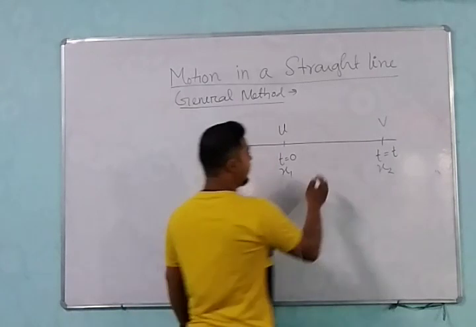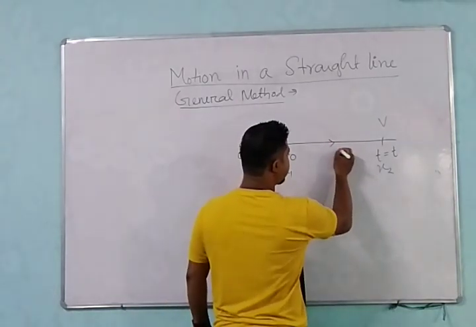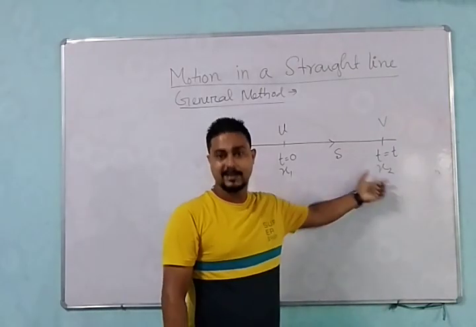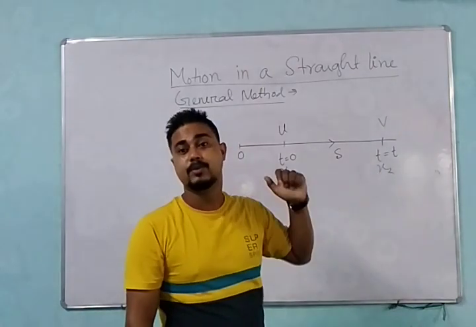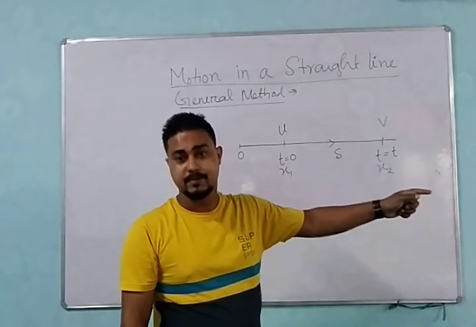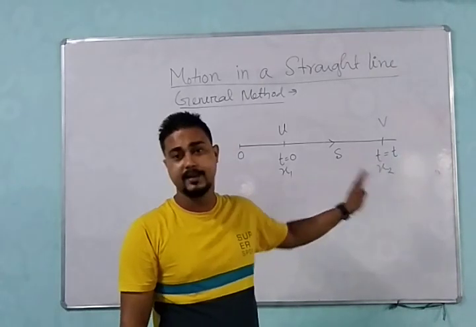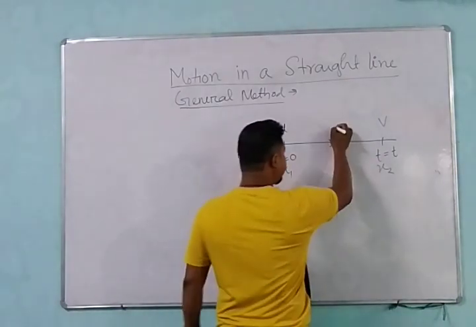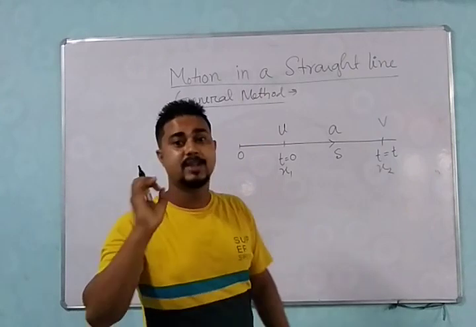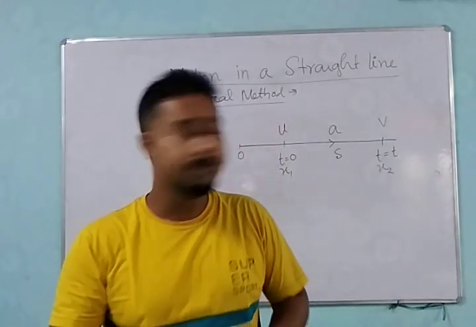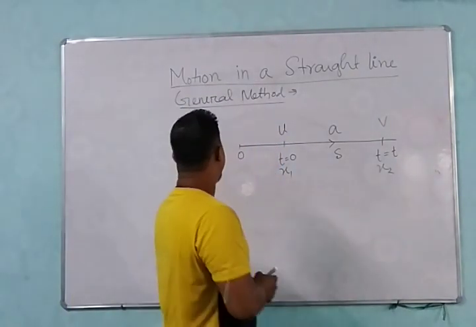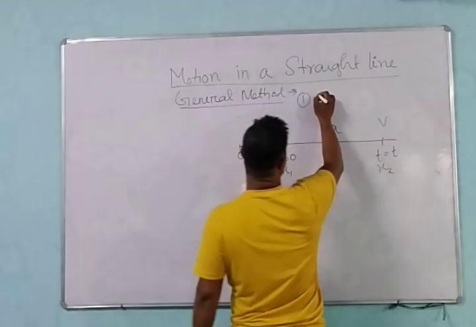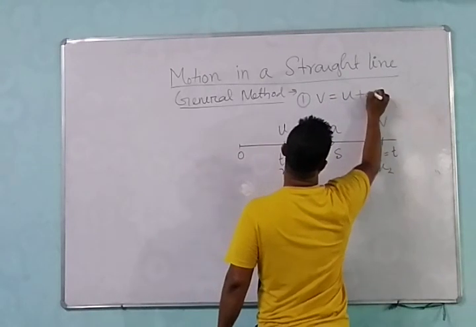Okay, so let the body have traveled a distance, let it be s. So we can write here s is equal to x2 minus x1, since the body has moved from x1 to x2. So the displacement or the distance traveled by the body is s, which is equal to x2 minus x1, and let small a be the acceleration produced in this motion. Okay, so we have already proved the first equation, that is v is equal to u plus at.